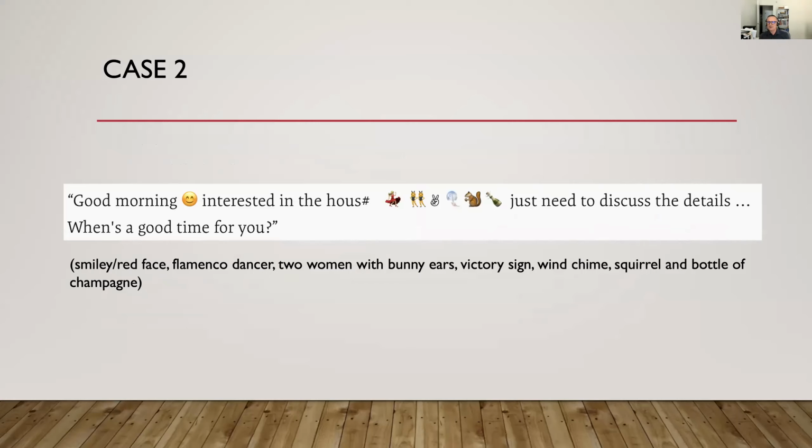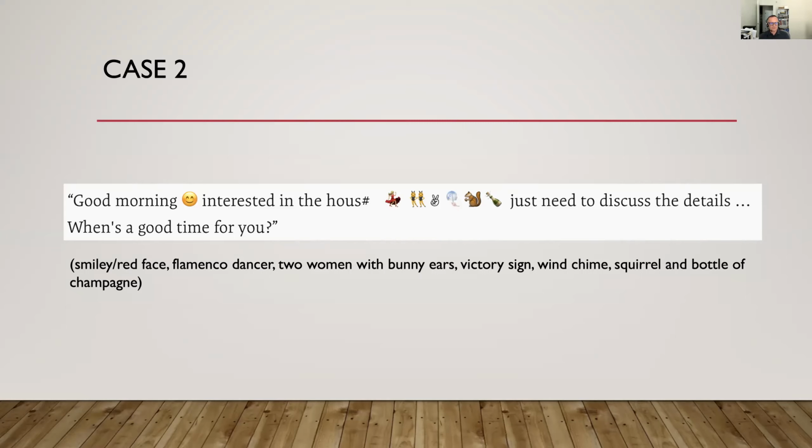Now, there are so many emojis in this that I had to write them out. And this is the example where I wasn't sure what one of the emojis was. So I'll just read it out. So, good morning, smiley, red face. And remember, we talked about the subtle differences. This is not just a smiley face, but there's blushing cheeks in there, which may not be easy to see depending on the size of screen that you have.